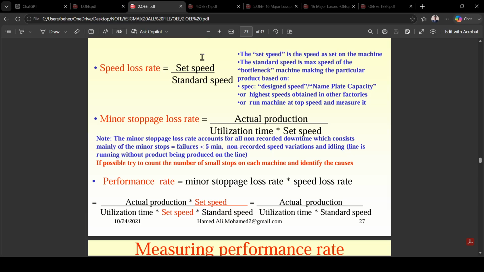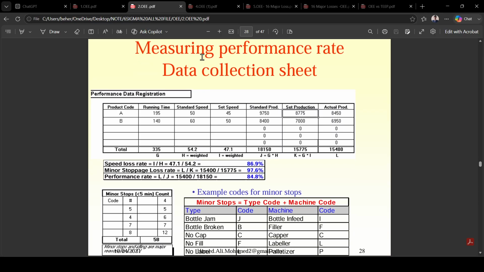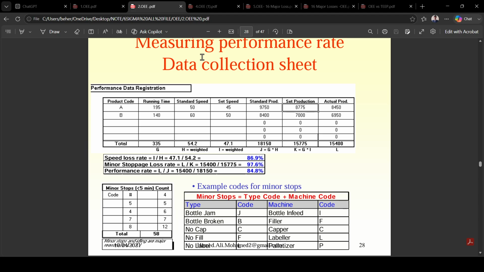So you can compare these two, so you can find the main solution. Measuring performance rate data collection sheet. You can make that measuring performance data collection sheet, and this is very important.